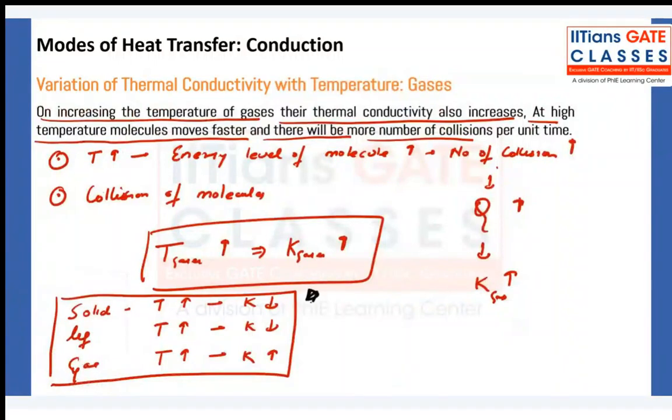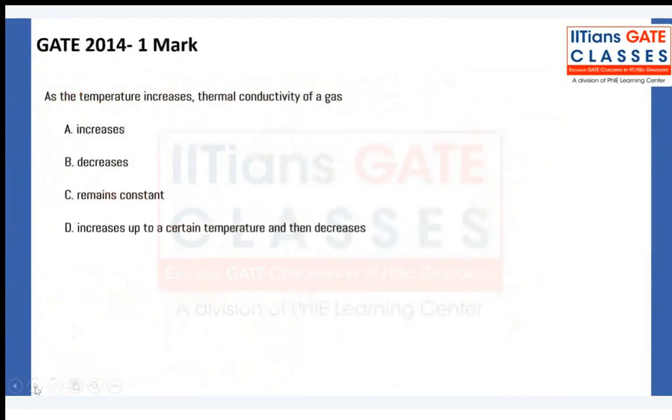Okay, let's look at this question. GATE 2014, 1 mark question, very simple question. One mark in your hand. What is the right answer? Yes, very nice. A is the right answer. Just now we have understood that in gases, as temperature increases, thermal conductivity of gas increases.